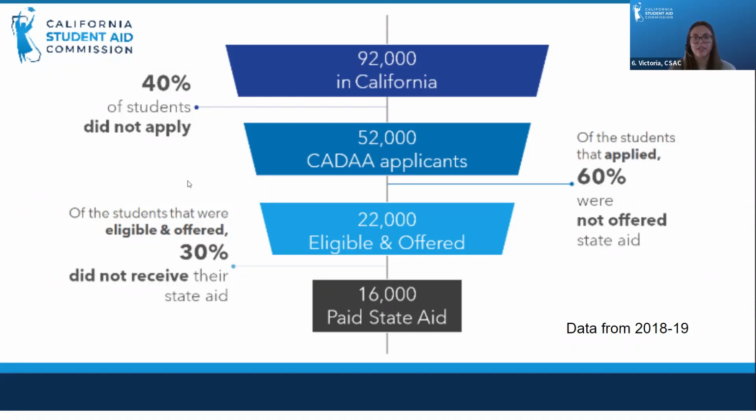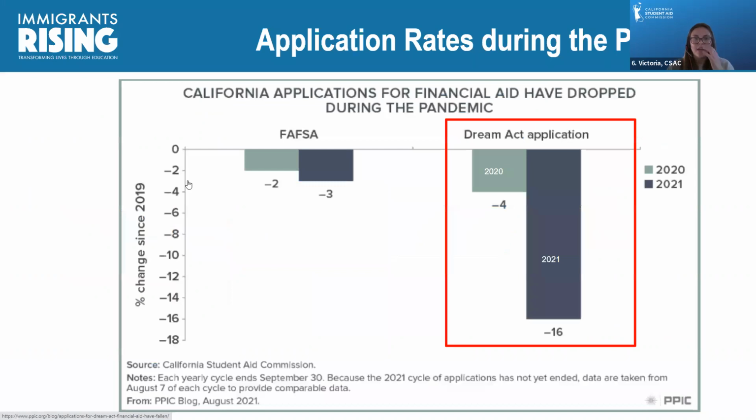Good questions. All right. So this chart just shows some application rates during the pandemic. We know with COVID, the rates did drop greatly, unfortunately, and the FAFSA numbers did drop during the pandemic, comparing 2020 to 2021. However, with our DREAM Act application numbers, it's a way bigger difference, and we are still trying to recover from that.